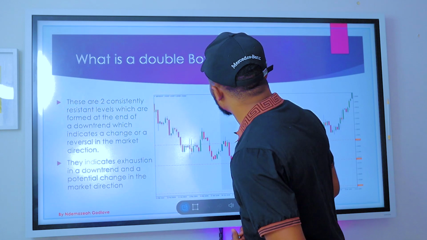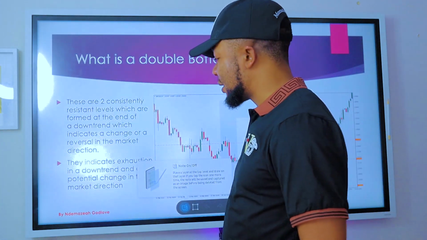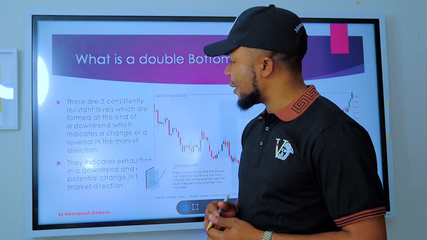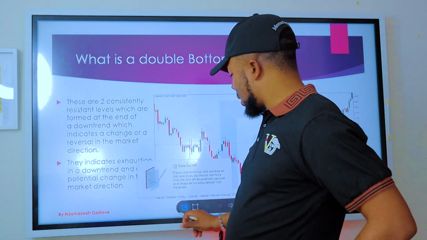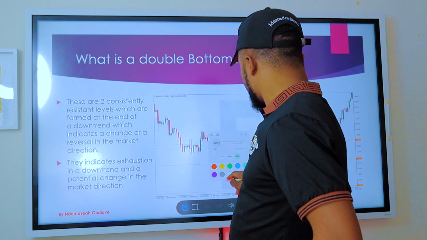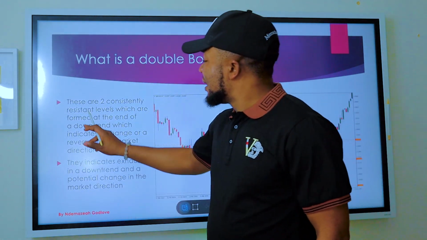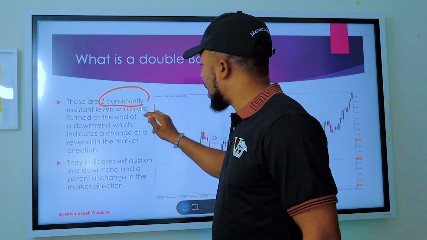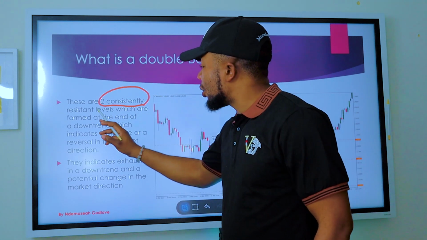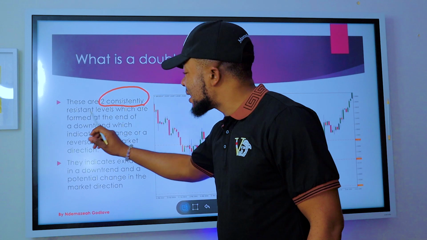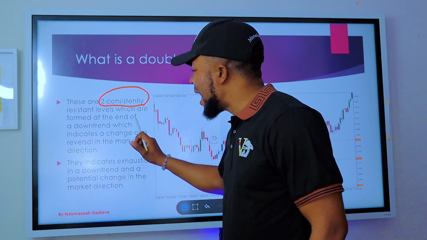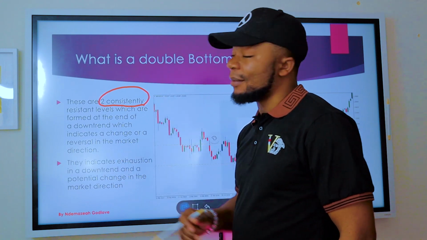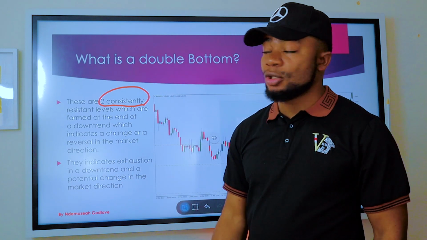So, what is a double bottom, double top? As simple as it is. Anytime you hear of a double bottom, they say these are two consistent resistant levels which are formed at the end of a downtrend, which indicate a change or a reversal in the market direction. Remember, we're talking about double bottoms, all right?